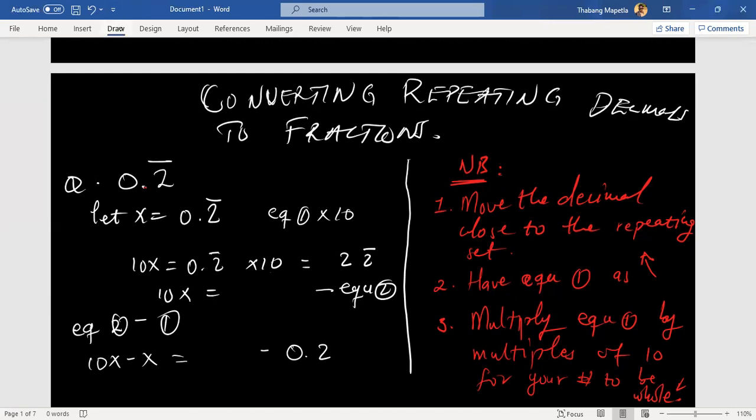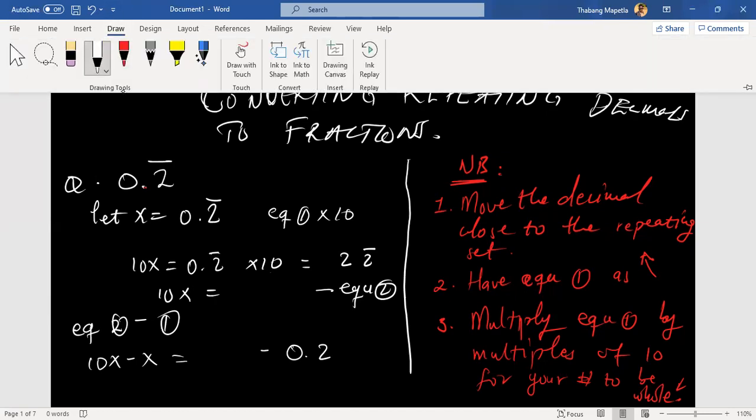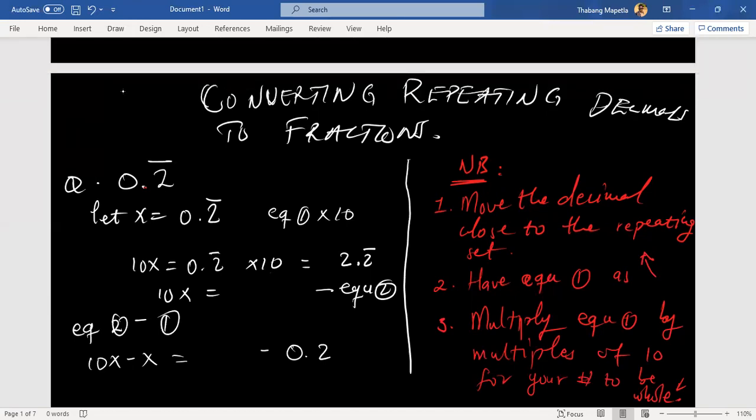It should have been 2.2 bar because the bars are always repeating. So here it should have been 2.2 bar, forming equation 2. And then here it should have been 2.2 bar, and then a bar again there.